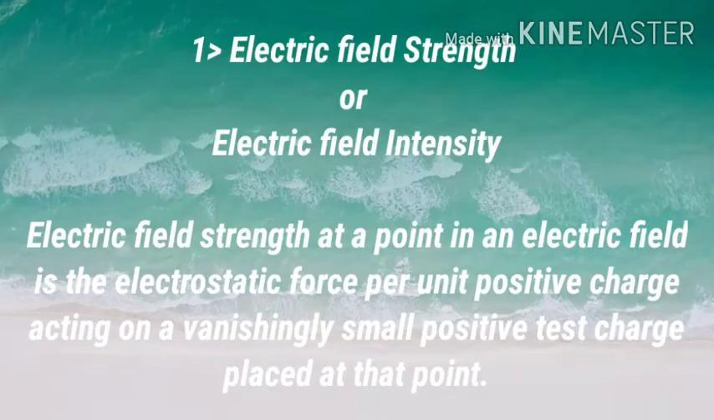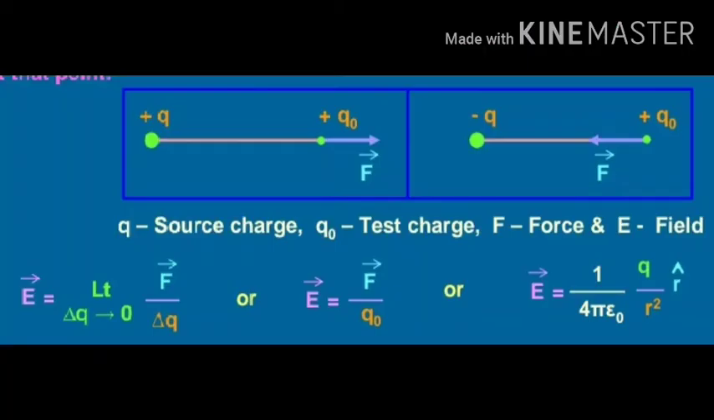Now number 1, electric field strength or electric field intensity. Electric field strength at a point in an electric field is the electrostatic force per unit positive charge acting on a vanishingly small positive test charge placed at that point. Let us consider a figure where plus Q is the positive charge and plus Q0 is a test charge. Now the direction of force is shown in the figure, where Q is the source charge, Q0 the test charge, F the force.